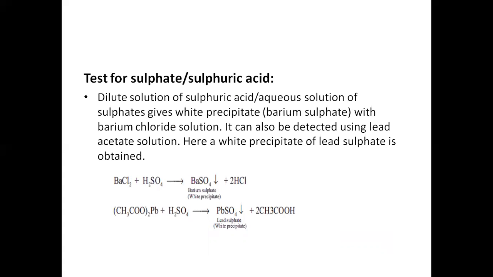Otherwise, we can add lead acetate to the compound. When the unknown compound is added to lead acetate, we get a white precipitate of lead sulfate. If we get a white precipitate, it indicates that the sulfate ion is present in our compound. Along with the lead sulfate, we get acetic acid. So this is the test for sulfate.